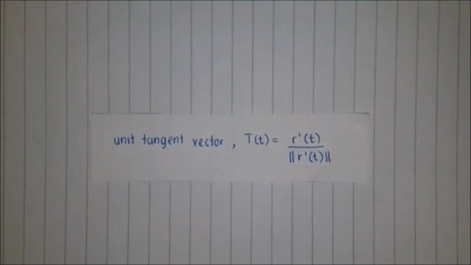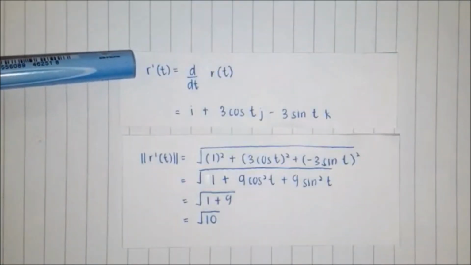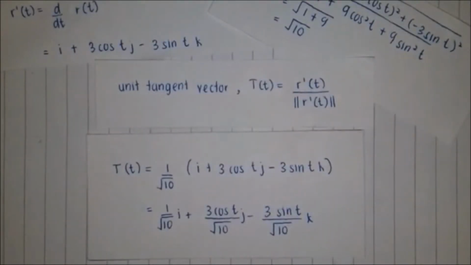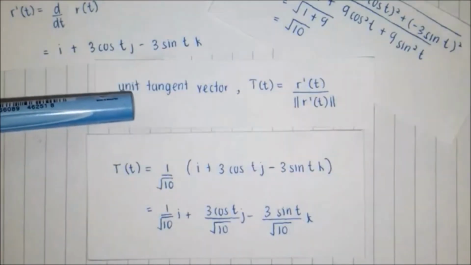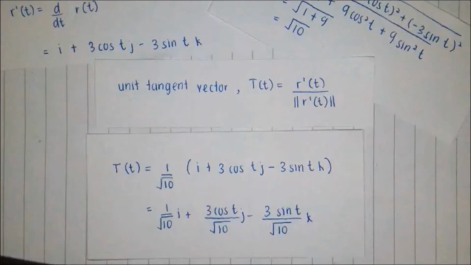For the unit tangent vector, we use this formula. First, we need to find the tangent vector and the length of the tangent vector. Then, substitute those two values into this formula and we will get the unit tangent vector like this.